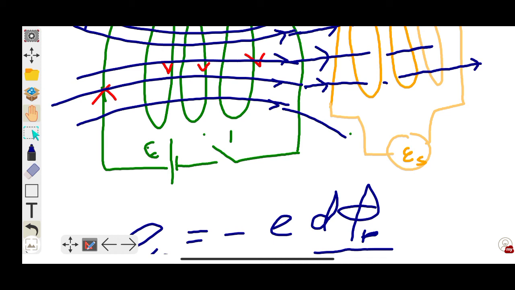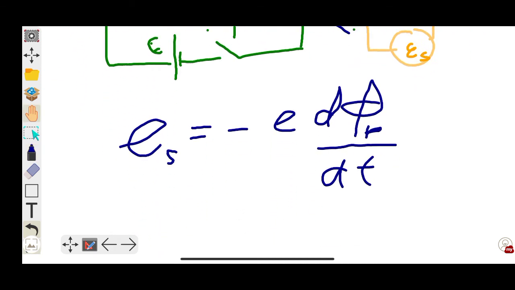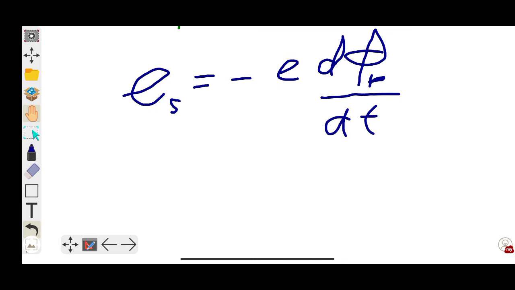Actually, there is a mechanism of making all these lines pass through the second coil, by using a core of ferromagnetic material. So we are assuming that all the flux generated by the primary is going through the secondary coil. This is the EMF induced in one turn of the secondary.